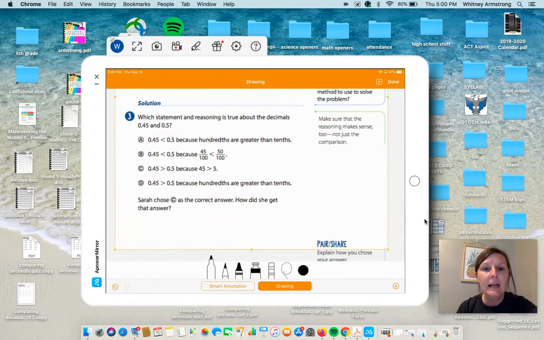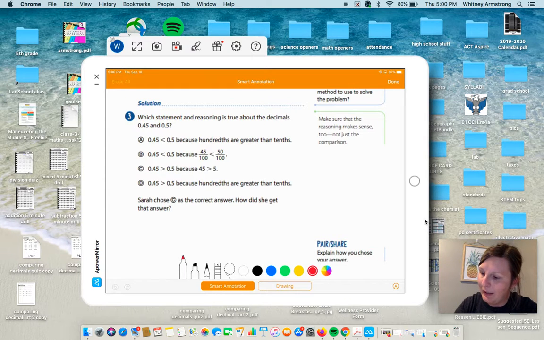So this one is which statement and reasoning is true about the decimals 0.45 and 0.5, okay? So let's go ahead and look at these answers. So A: 0.45 is less than 0.5 because hundredths are greater than tenths. Okay, well, this part is true, but the reasoning behind it is not so great, okay? So A is not our answer. Let's look at B: 0.45 is less than 0.5 because 45 hundredths is less than 50 hundredths. That could be an option, okay?